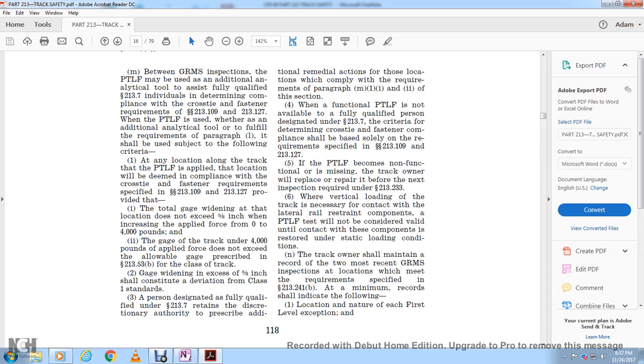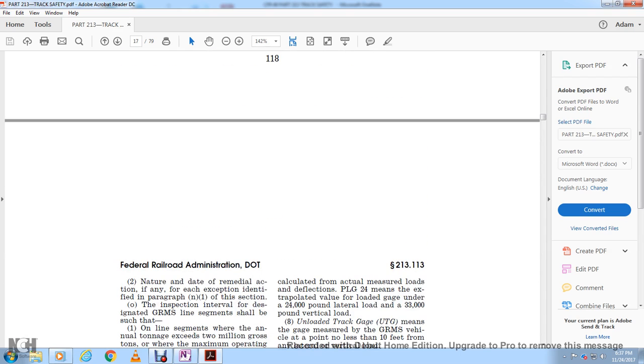The track owner shall maintain a record of the gauge restraint measurement system, including inspection location with a meter, for the requirements specified in 213.241(b). At the minimum, the record shall indicate the following: location, nature of each of the first level of inspection, the date of the remedial action, if any, with the exemption identified in paragraph N1 of this section.